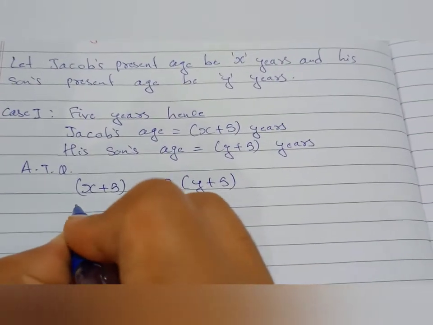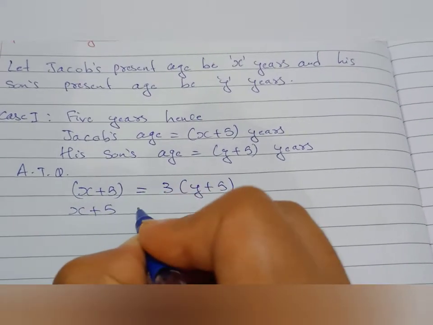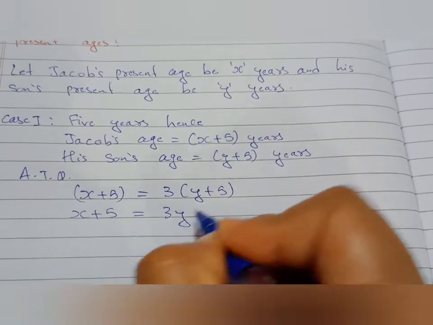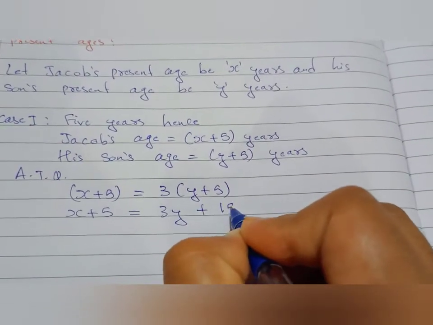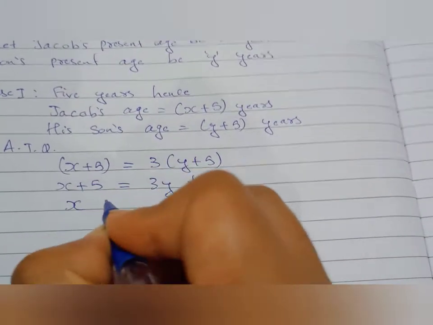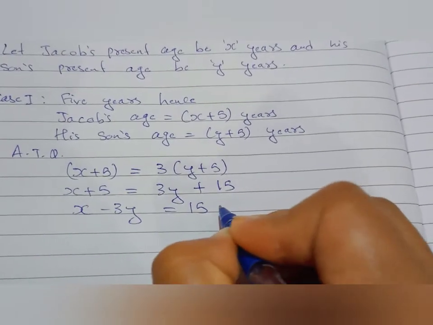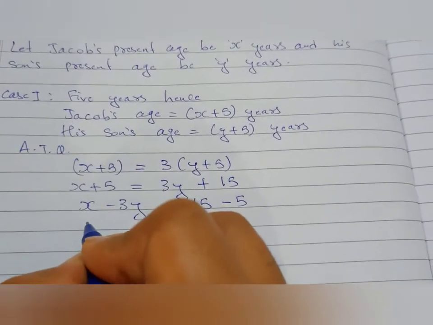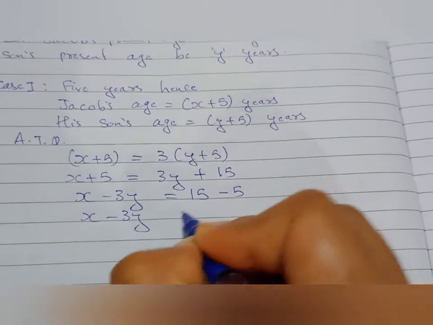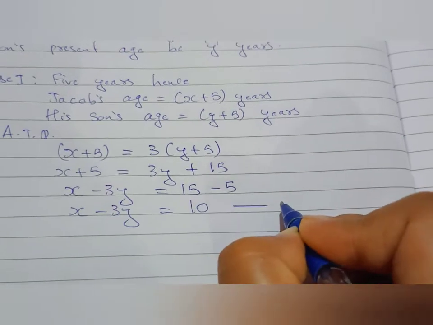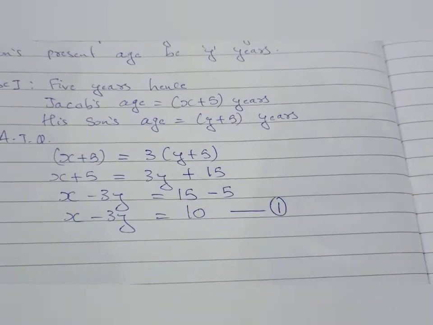Let's simply solve the equation in order to get the first linear equation. 3 into y will be 3y, 3 5s are 15. Let's bring variables on one side and constants to the other. x minus 3y equals to 15 minus 5 will be 10. So this is our first equation.